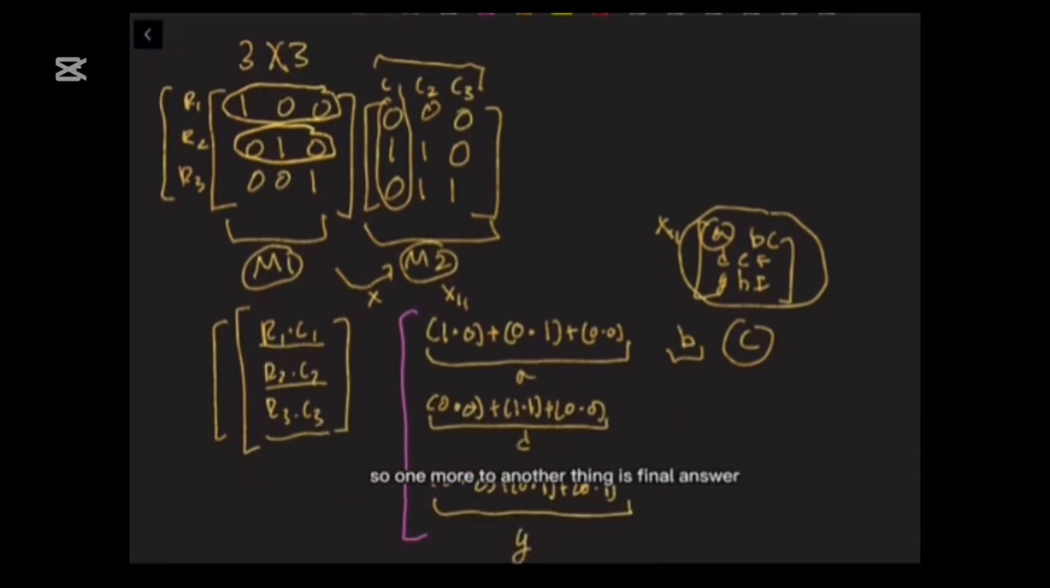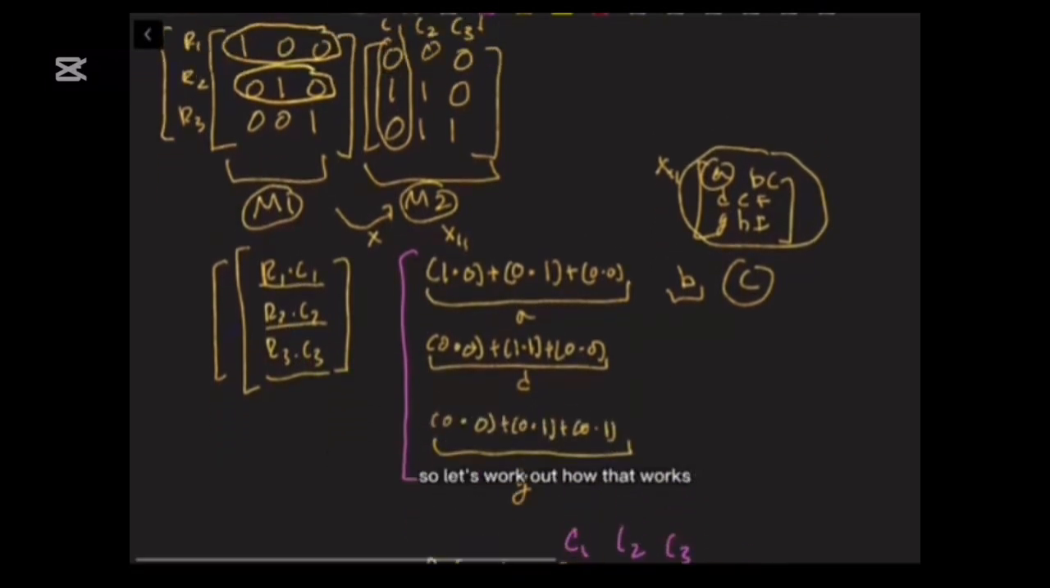Another thing is the final answer we should get is another 3 by 3 matrix in this form. So there should be A, B, C in the first row, D, E, F in the second row, and then G, H, I in the last row. So let's work out how that works.